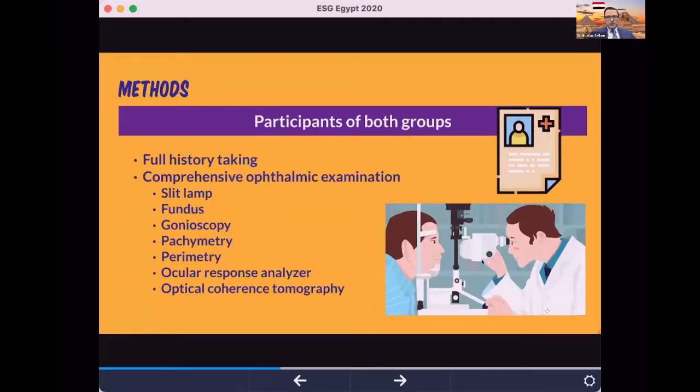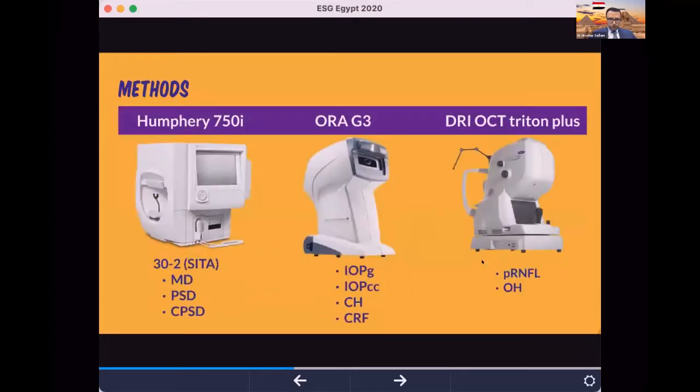At baseline, all patients had a full history taking and comprehensive ophthalmic examination. Visual field sensitivity was tested using the Humphrey field analyzer. The Ocular Response Analyzer was used to determine the Goldmann intraocular pressure, the corneal-compensated intraocular pressure, corneal hysteresis, and corneal resistance factor.